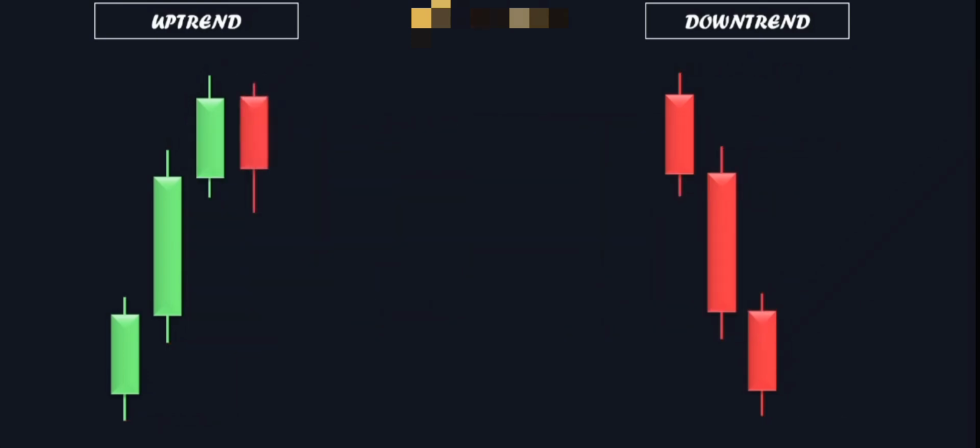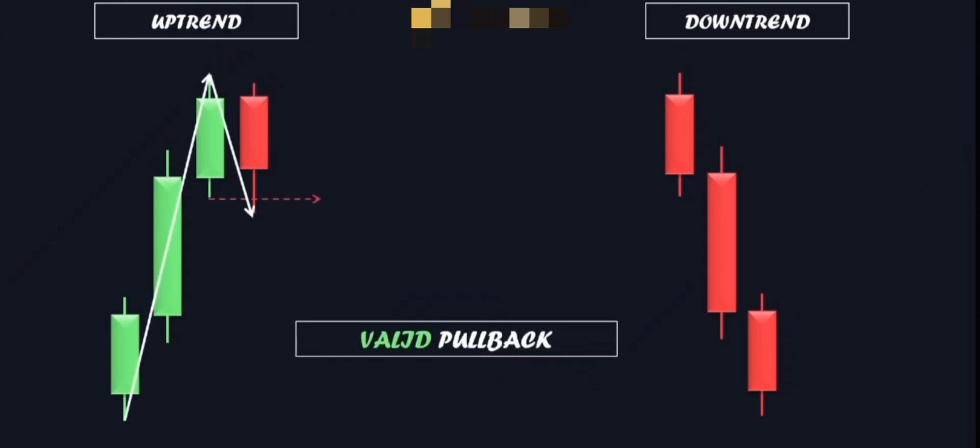In the bullish scenario, a valid pullback occurs when a candle breaks below the lowest point of the previous candle or effectively sweeps its liquidity. For example, in the given illustration, the last red candle has broken below the lowest point of the third green candle, indicating a valid pullback. It's crucial to note that if the price fails to break below the lowest point of the last green candle, the pullback cannot be considered valid.